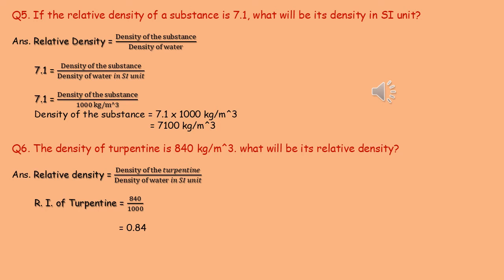Why are we choosing 1000 kg per meter cube, not 1 gram per centimeter cube? I think by now everyone could understand. Here the density of turpentine is given in SI. So for comparing that, we are choosing the density of water also in SI unit, not in CGS unit. Otherwise, we cannot compare. While comparing two quantities, we have to bring them to the same unit. Otherwise, the comparison does not have any meaning. So, 840 divided by 1000, that is equal to 0.84.